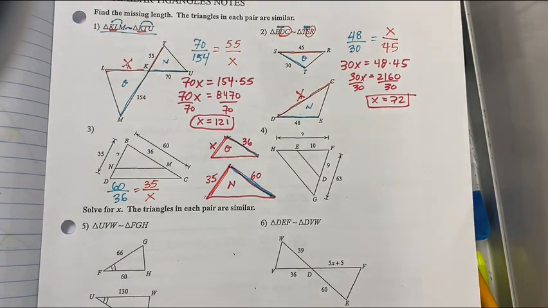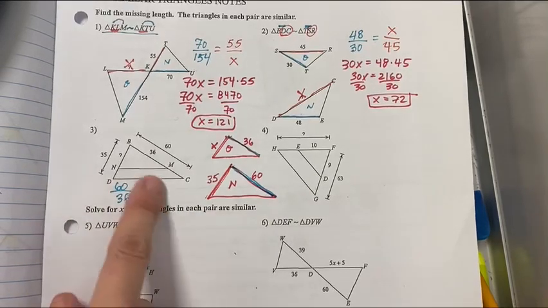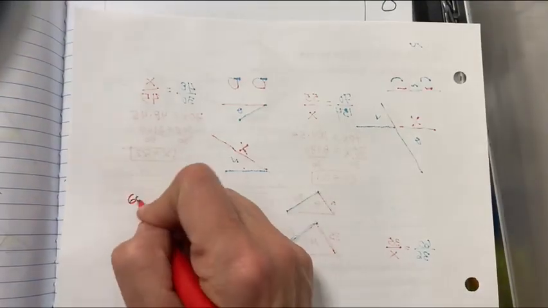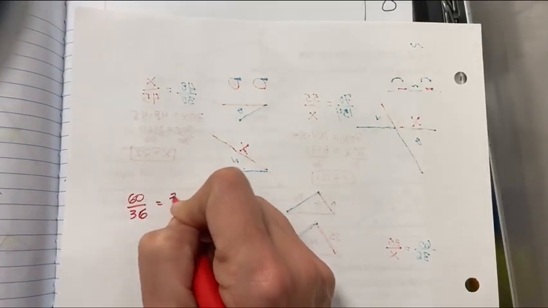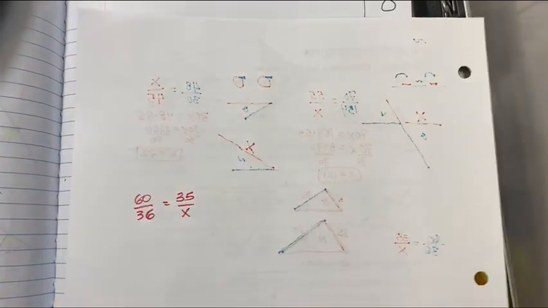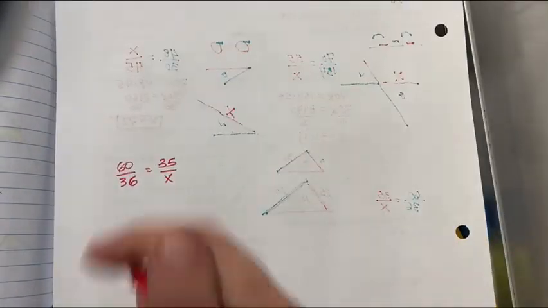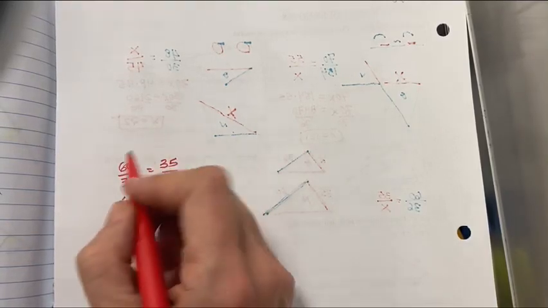So you might notice I've run out of room. So I'm just going to copy that ratio on the back and show my work. 60 over 36, 35 over x. Now let's just double check I copied it right. Yeah, 60 over 36, 35 over x. Cool. Now let's cross multiply to solve.